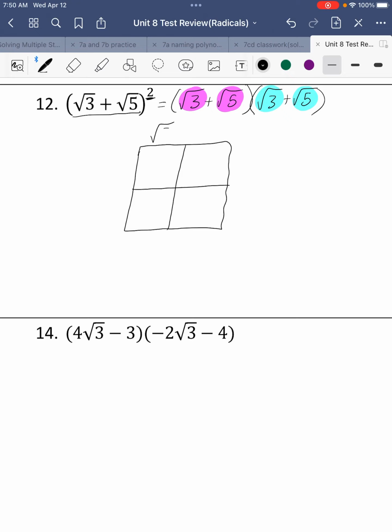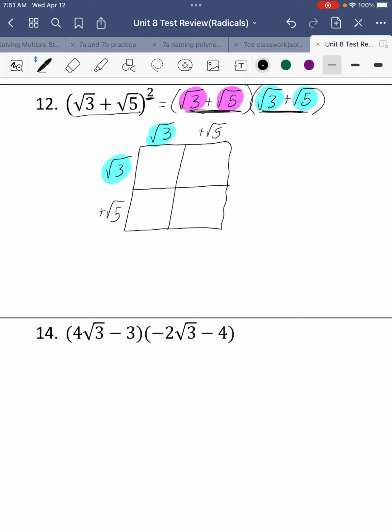So we have 2 terms, so I'm going to have 2 columns, and 2 terms, so I'm going to have 2 rows. So I have the square root of 3 plus the square root of 5, and another square root of 3 plus the square root of 5. So I'm writing one of the binomials horizontally up top, and one of the binomials vertically on the side.